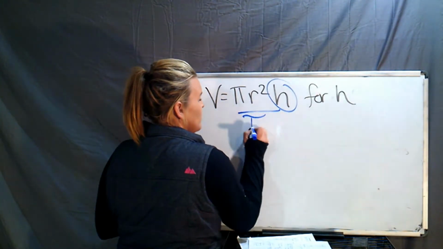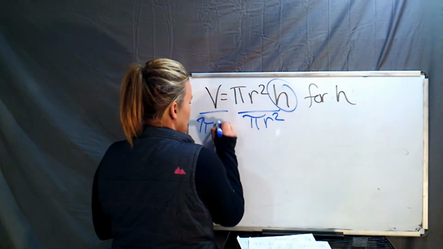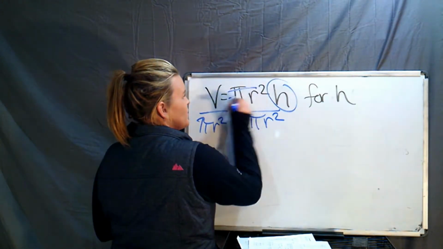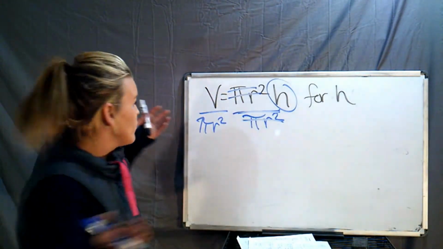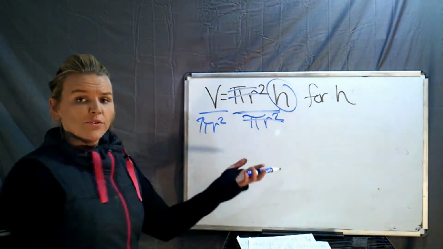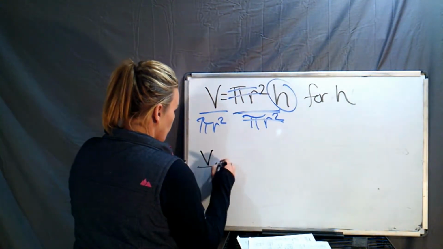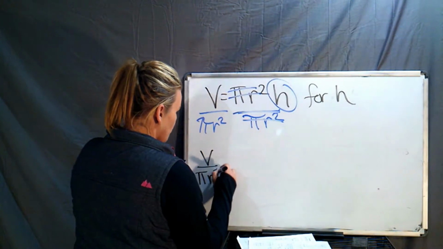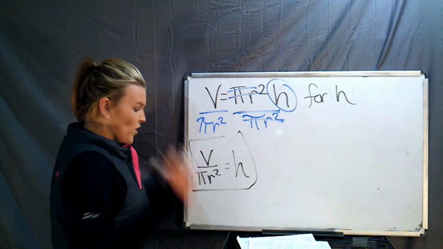So I'm going to divide pi r squared. I'm going to divide pi r squared. These are canceling out. I'm left with an h. Look at that, one step wonder. So all we have to do is rewrite our equation now. And I am left with v over pi r squared, and that's equal to h. We solve for h, and that's all we had to do.